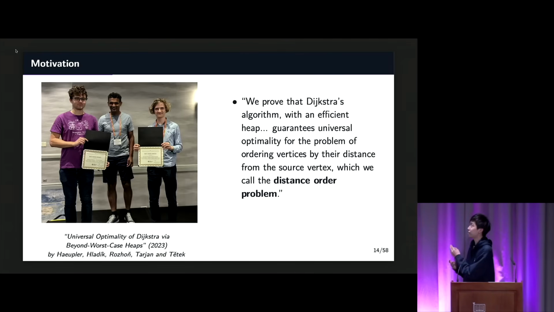If you look at the right here, they say that we prove that Dijkstra's algorithm, with an efficient heap, guarantees universal optimality for the problem of ordering vertices by their distance from the source vertex, which we call the distance order problem. So they're talking about this distance order problem, which seems to be slightly different from what we usually call the single source shortest path problem. Let's have a more detailed look.